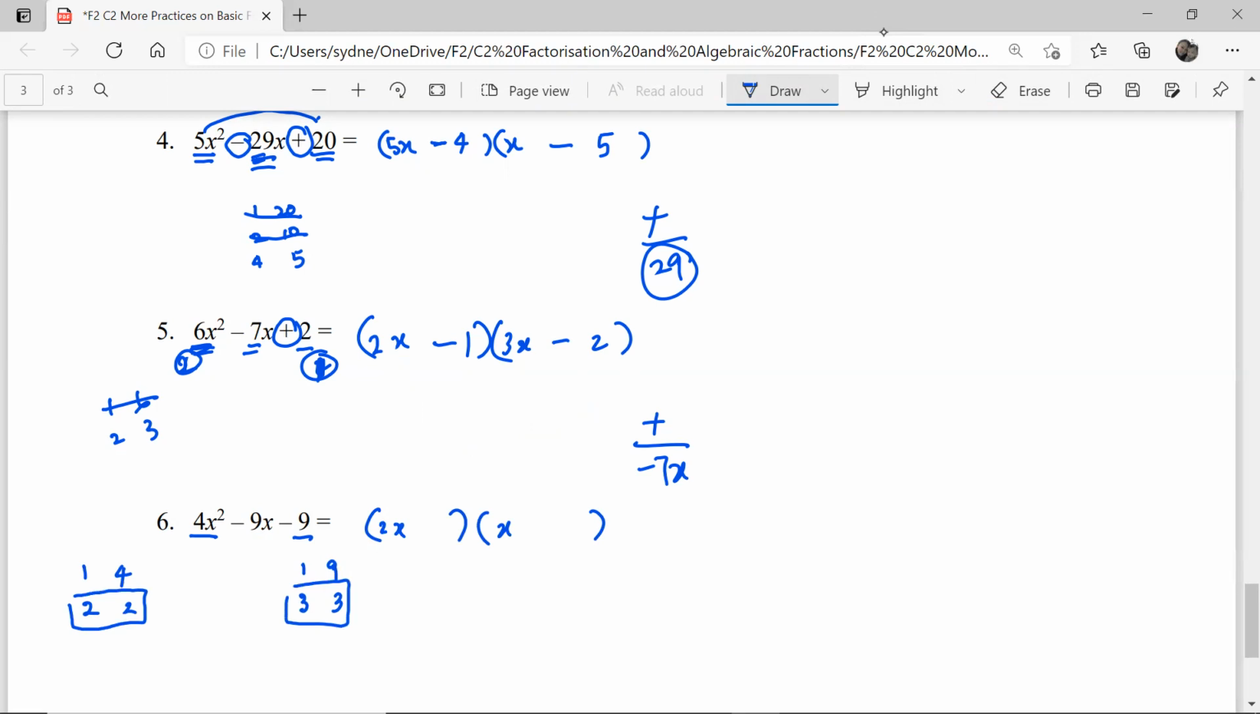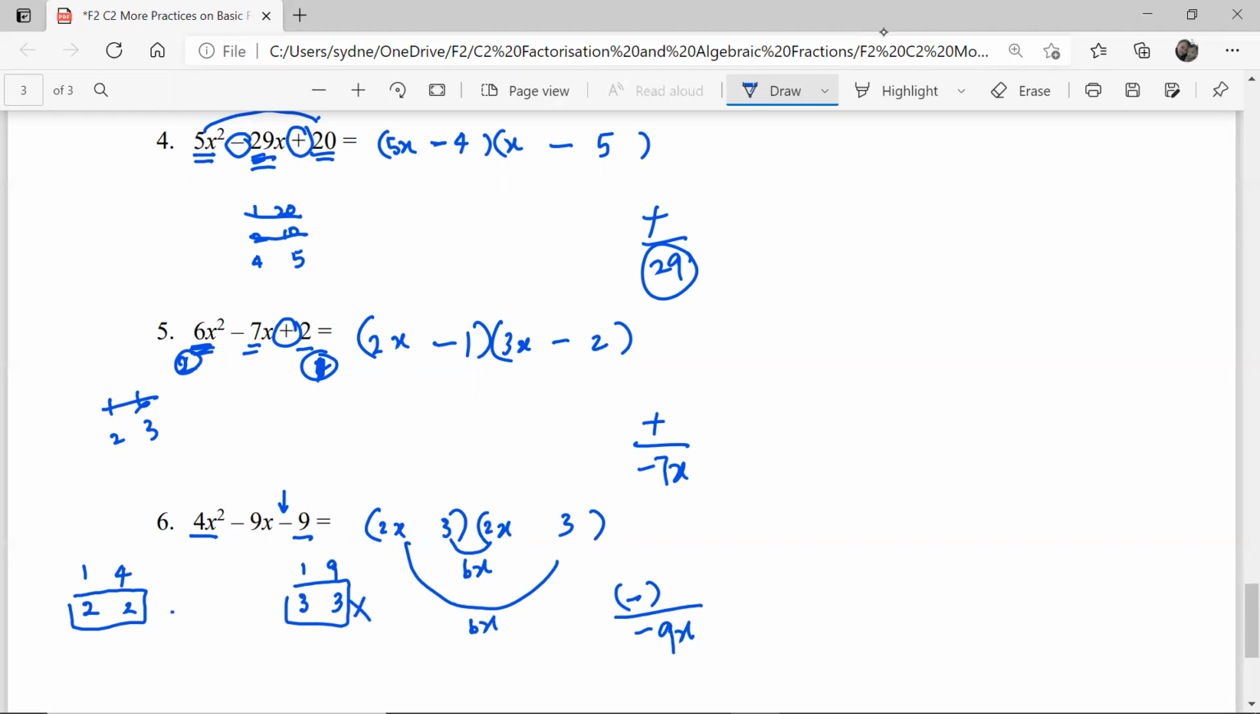Okay, try this one first. So we have 2x, 2x, put 3 there, and check. The inner pair, 6x. The outer pair is also 6x. What are we supposed to do with this? We're supposed to minus it. Minus, then we should get negative 9x. So after I minus, I got 0. That means the 2, 2 does not match with the 3, 3.